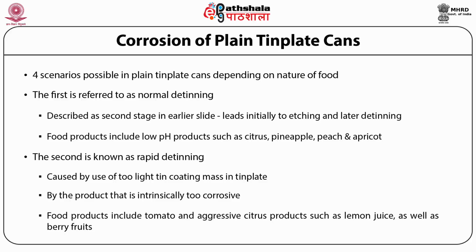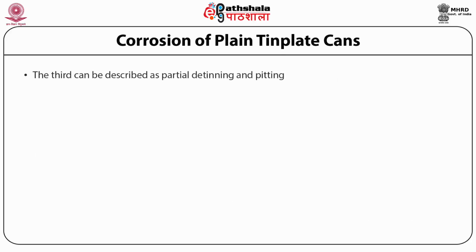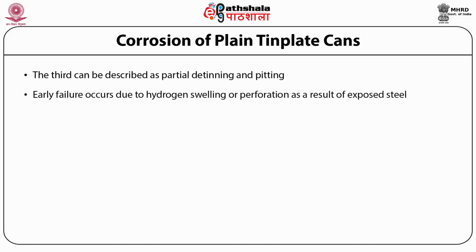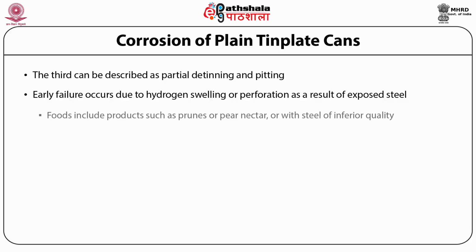certain berry fruits. The third type can best be described as partial detinning and pitting. Early failure occurs because of hydrogen swelling and perforation as a result of the exposed steel continuing to corrode. This type of behavior is associated with products such as prunes or pear nectar, or with steel of inferior quality.